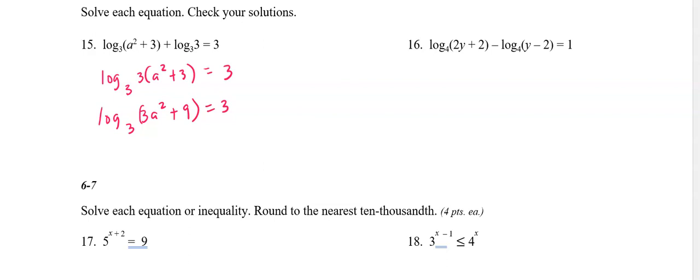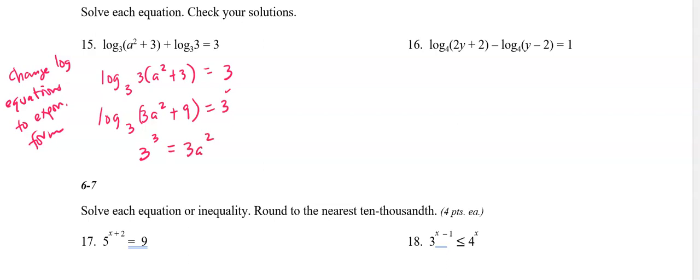And now, once you've consolidated or brought all of your logs together, made them become one, you always want to change log equations to exponential form. So the exponential form of this will be 3 as a base raised to the power of 3, and that's going to equal 3a squared plus 9. Okay, well 3 cubed is 27. So now I'm going to subtract 9 from both sides. I get 18 equals 3a squared. I'm going to divide by 3.